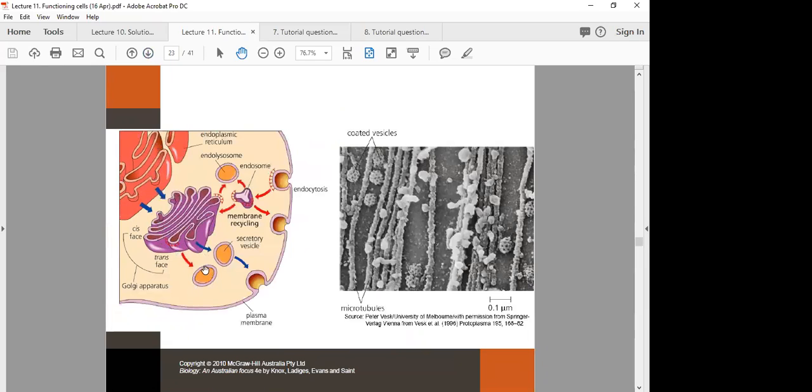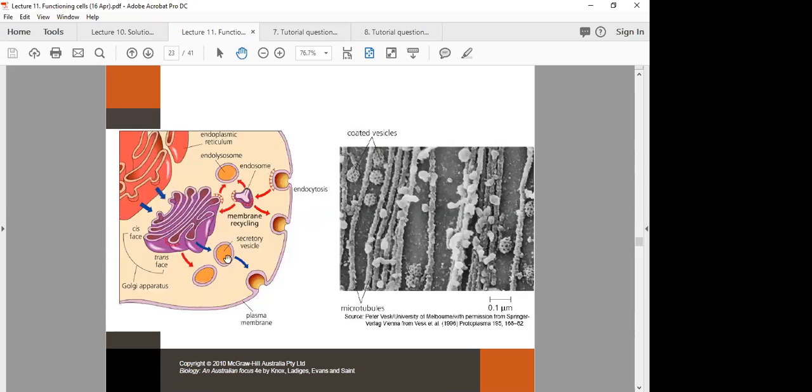Here we have a rather large vesicle, shouldn't be that large, but this one might be destined for the plasma membrane itself, where it will deposit its contents onto the actual inside of the plasma membrane. So this could be repairing a membrane and carrying, for example, proteins or other substances that are required to repair or maintain the plasma membrane.